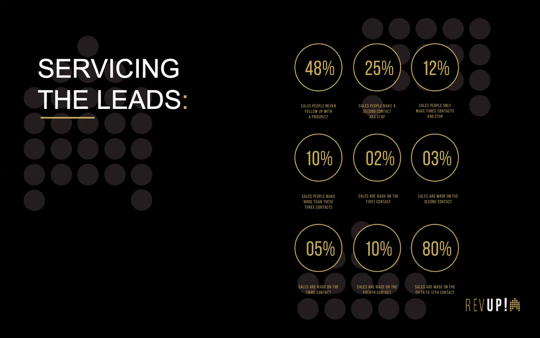3% of sales are made on the second contact. Now let's go down to the last line and look at this. 5% of sales are made on the third contact. 10% of sales are made on the fourth contact. Now look at this one. 80% of sales are made on the 5th to 12th contact. So this is the opportunity for you to unmute and somebody tell me what's the aha here from this slide.